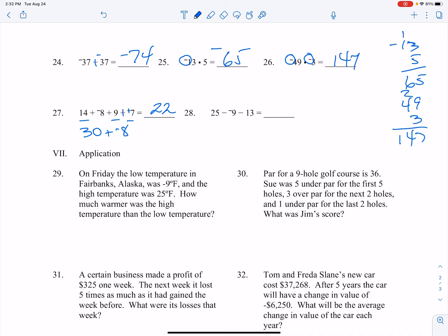On number 28, I got a minus, so I'm going to change it. The 9 changes to a negative. Changes to a positive, sorry. Then I got another minus, so I change it, and the 13 turns negative. Now we put our like things together. You got 25 and 9, which go together to make 34. And then I'm going to subtract the 13 from that to get 21. And the 34 is farthest from 0, so that's why it's positive. Okay, so that's the operation.